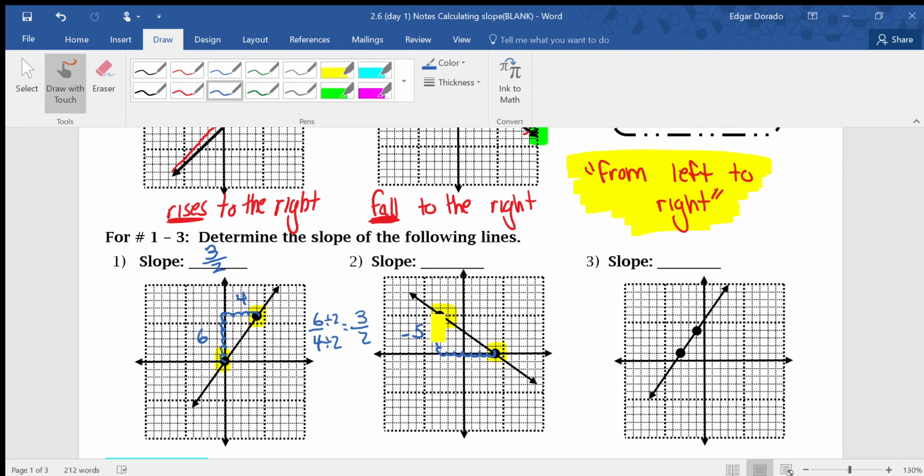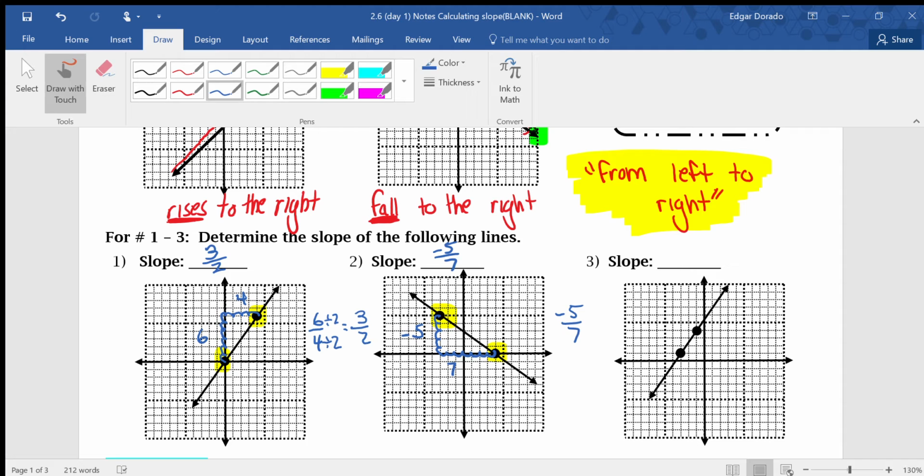So right 7 in this case. If I go ahead and write my slope, I get -5/7, and that does not reduce at all, so I'm just going to write that as my slope, -5/7. Let's look at number 3.